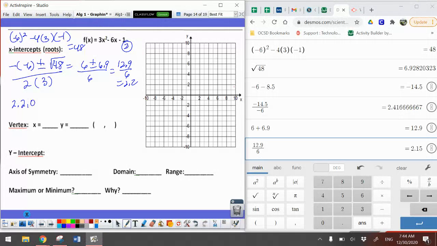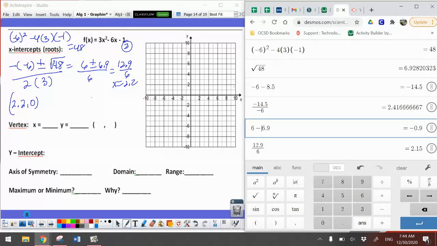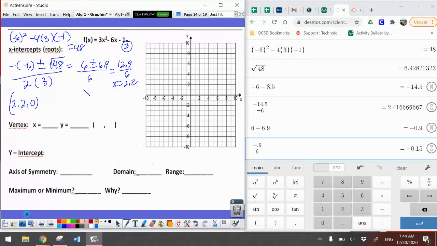So 2.2 comma 0 is my first one. And if I subtract 6 minus 6.9, I get -0.9 as my value, and that is going to give me a -0.2. So -0.2 comma 0. So let's put those points on here. And 2.2. All right, let's find our vertex.